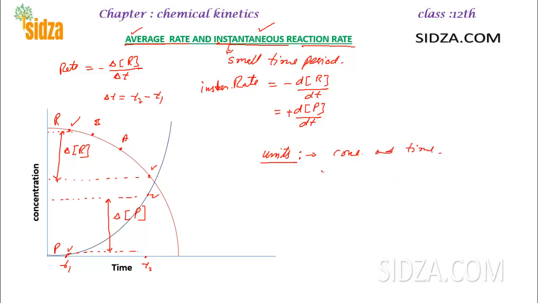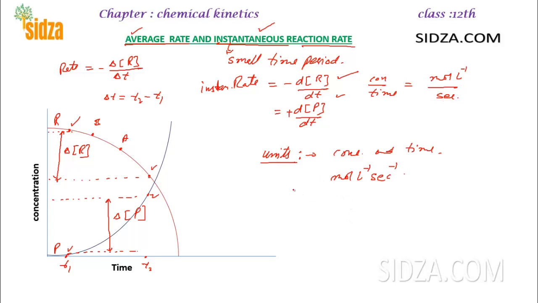So we can say the units will be: concentration has units of moles per liter, and time is in seconds, so second inverse. Change in concentration divided by the change in time, so it will be the concentration divided by the time. Concentration has the units of moles per liter, and time means second here, so it is moles per liter per second.